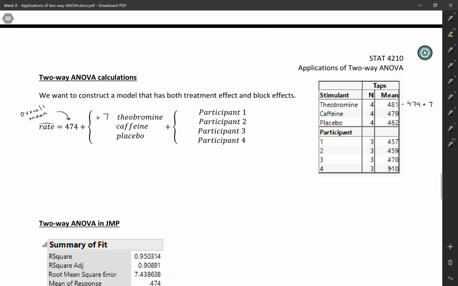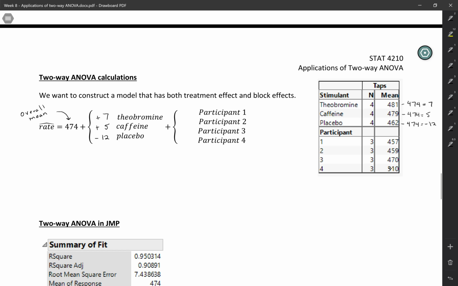Same sort of thing, caffeine is 479, so the difference there is 5. So we would take the overall mean plus 5 if someone had taken caffeine. And then for placebo, 462 minus 474 is negative 12. So we're going to subtract 12 for the placebo. I'm not going to do participant yet because I'm going to leave that for you to try.